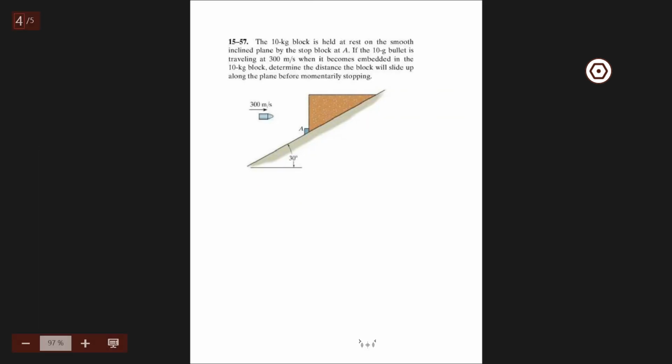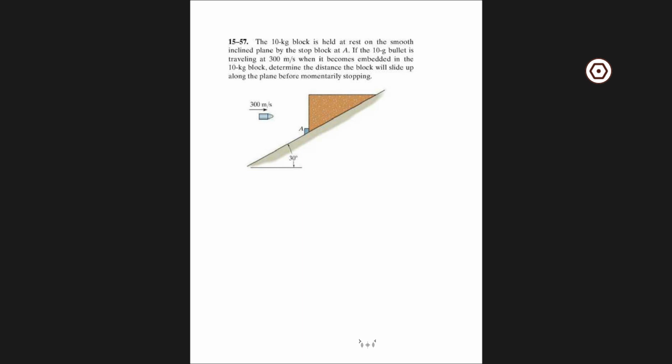How about that one? Does this work for you? Because what's going to happen here? The bullet goes in, right? And then what does the block do? Slides up. So now we got some change in elevation.